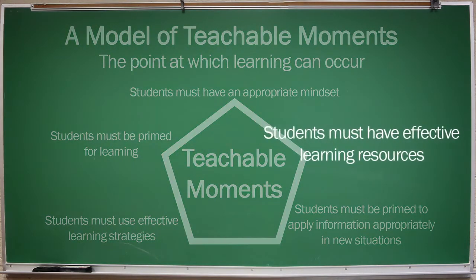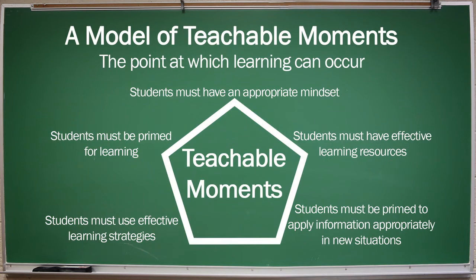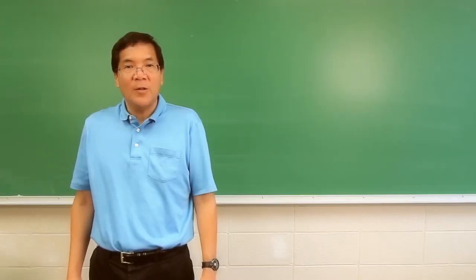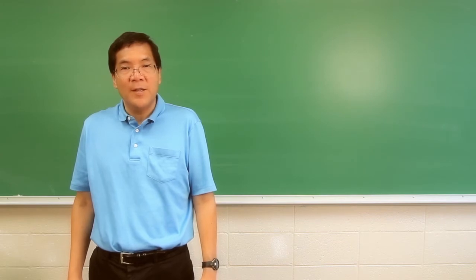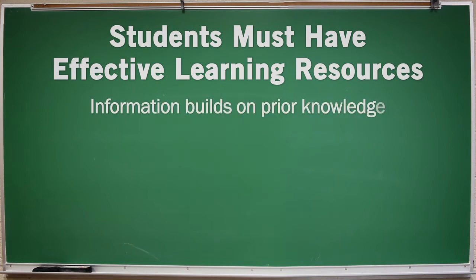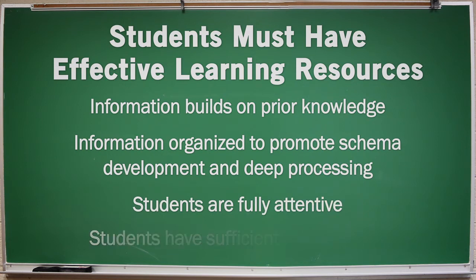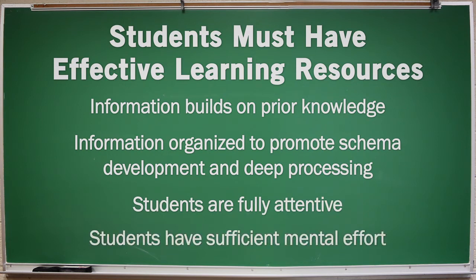Students must have effective learning resources. This has to do with both the pedagogy used by the teacher and the cognitive resources on the part of the student, because the two are linked. The teacher needs to present or activate all the relevant information that a student needs to understand a concept, and they must do it using the principles of how people learn. It should build on accurate prior knowledge, be organized to promote chunking and schema development, and it should promote generative thinking about the implications of the information. The student must be fully attentive, devoting mental effort to understanding the topic, relating it to prior knowledge, and reflecting on its implications. Distraction and cognitive overload will undermine learning.